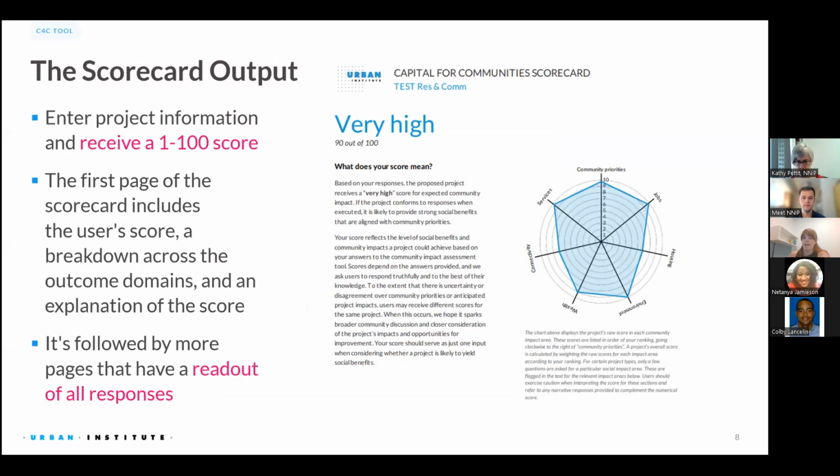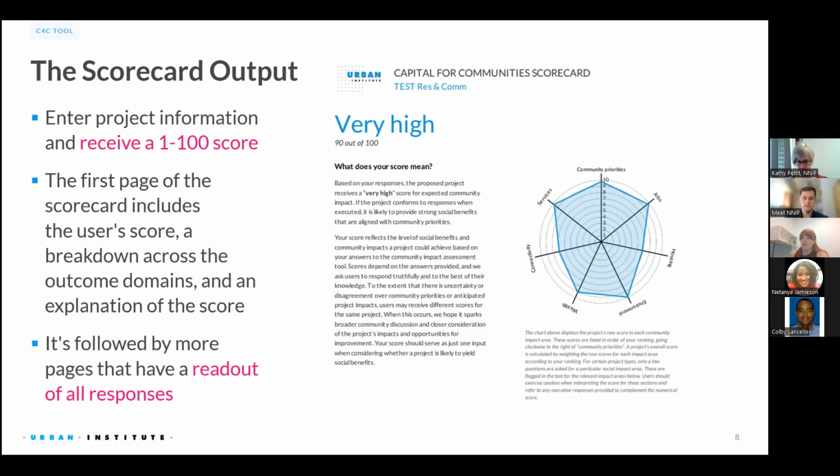Projects scoring an 85 or higher are projected to provide strong social benefits that are well aligned with community priorities if the project is executed as described. Projects scoring less than 49 points are projected to be unlikely to provide social benefits and may conflict with or fail to align with community priorities.